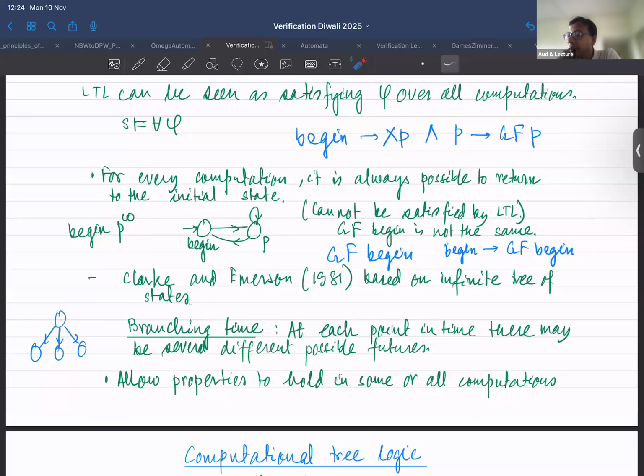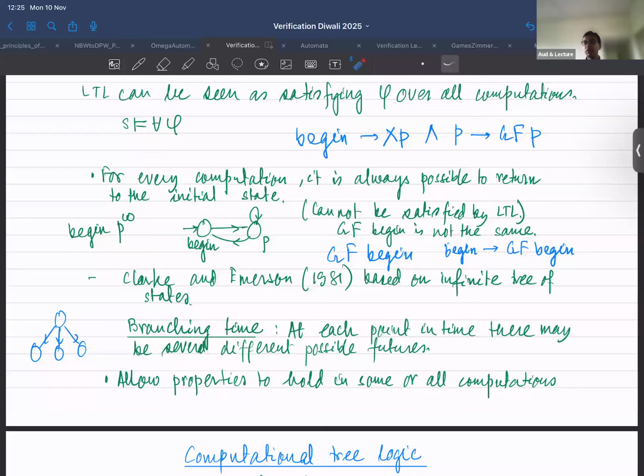Okay, is it clear? Yes, sir. Begin p omega does not satisfy globally eventually begin. This path does not satisfy it. But on the other hand, if I talk about it being always possible to return to the initial state, this one can express using CTL. So what would be the CTL formula corresponding to this?